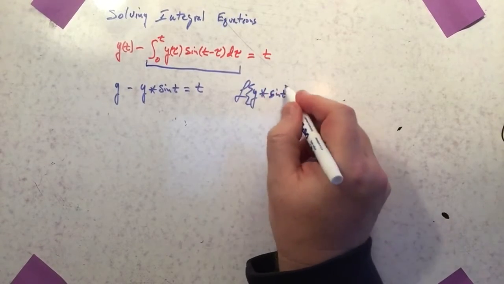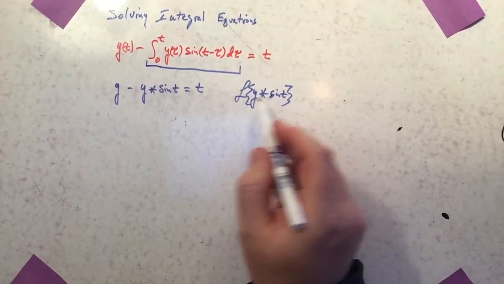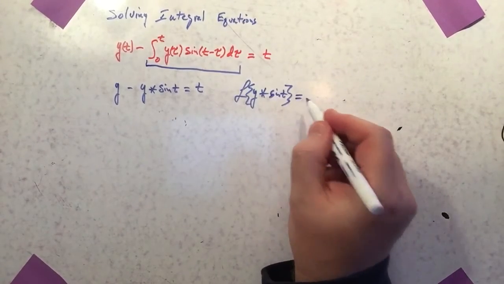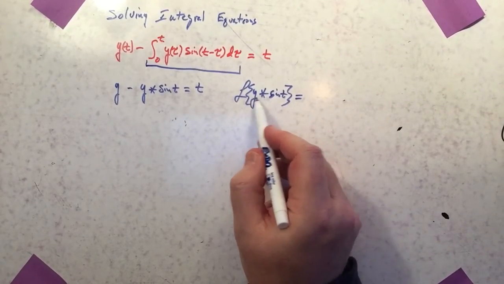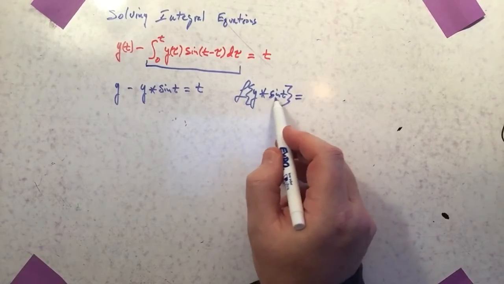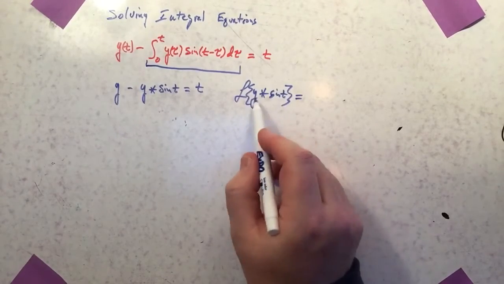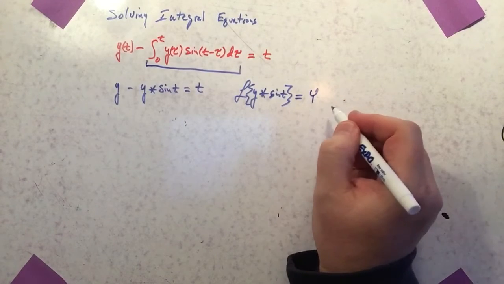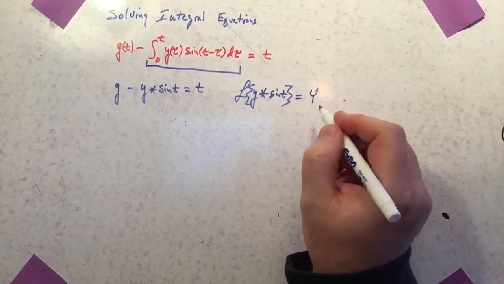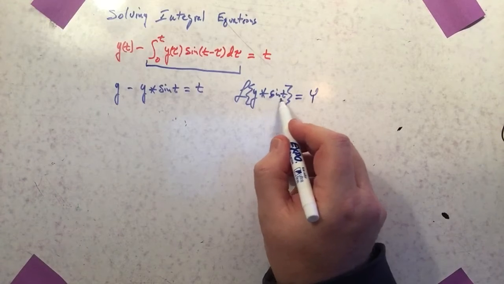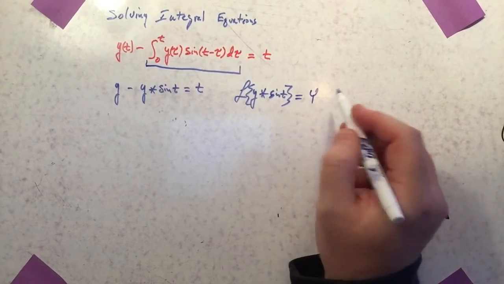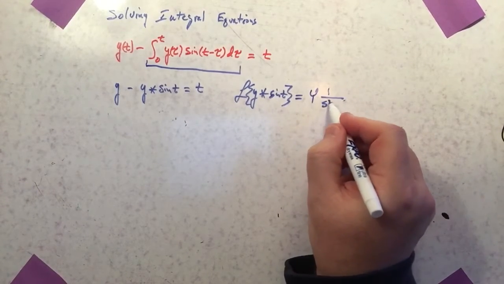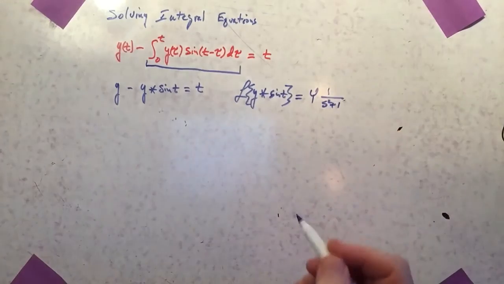And of course, we did all this work with convolutions so that I know the answer to this question. The Laplace transform of a convolution is the product of the Laplace transforms of the individual functions that are convoluted. So this will be capital Y of s times the Laplace transform of sine t, and that, of course, is 1 over s squared plus 1.